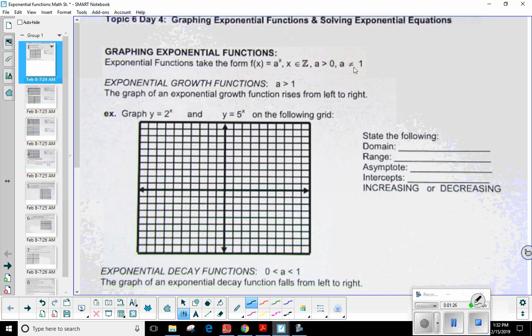There are some characteristics about these that we want to make sure we know. For every parent, in this case 2 to the x and 5 to the x, what's the y-intercept? It always crosses at what? 1. There you go. Because if we start to plug in values, anything to the 0 power will always give me 1. So 2 to the 0, 5 to the 0, they're always going to cross at 1. So they have that one point in common.